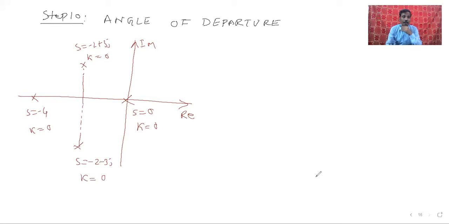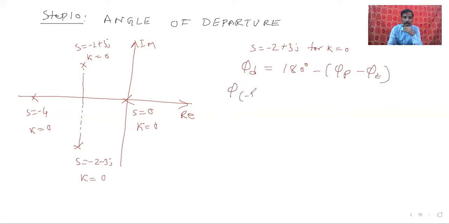For angle of departure with respect to the point S equals minus 2 plus 3j, for K equals 0, the angle of departure phi d equals the formula 180 degrees minus phi p minus phi z. So calculate phi p and phi z and then calculate the angle of departure at minus 2 plus 3j.